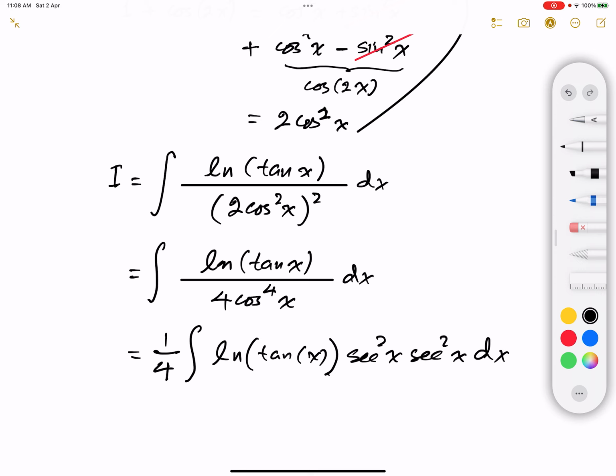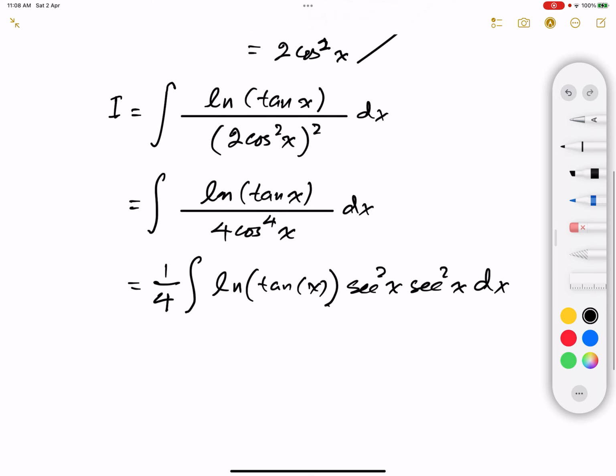whose derivative is secant squared. So secant squared dx is going to be the derivative, and the other secant squared can be expressed in terms of tangent of x. So let's do that.